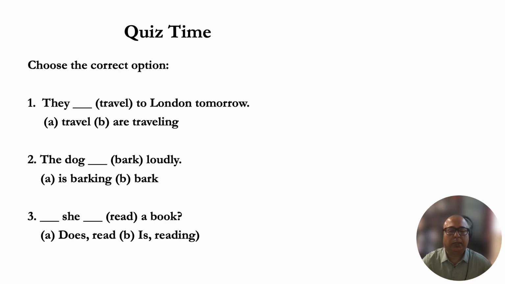Okay, so just one quiz. I want you to try completing this exercise. Choose the correct option. I have given you two options. So they blank travel to London tomorrow. You have two choices. A, travel. B, are traveling. And can you complete this exercise? It's just a quiz to test how well you have learned the lesson.